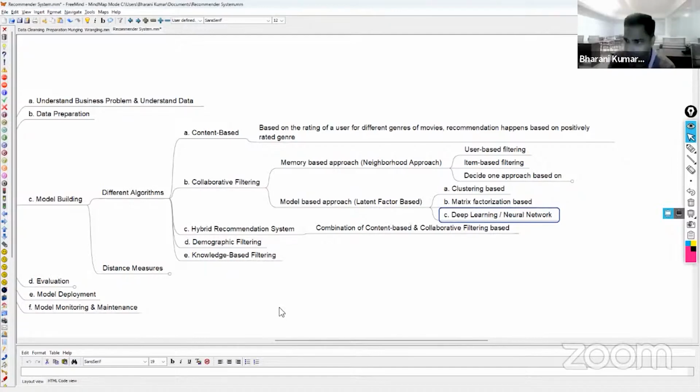Knowledge-based filtering means if you leave a review of a specific movie, what kind of review did you leave? Is it a positive review or negative review, or what kind of emotions are you exhibiting? And based on that, can I recommend a movie? Yes, absolutely, you can.